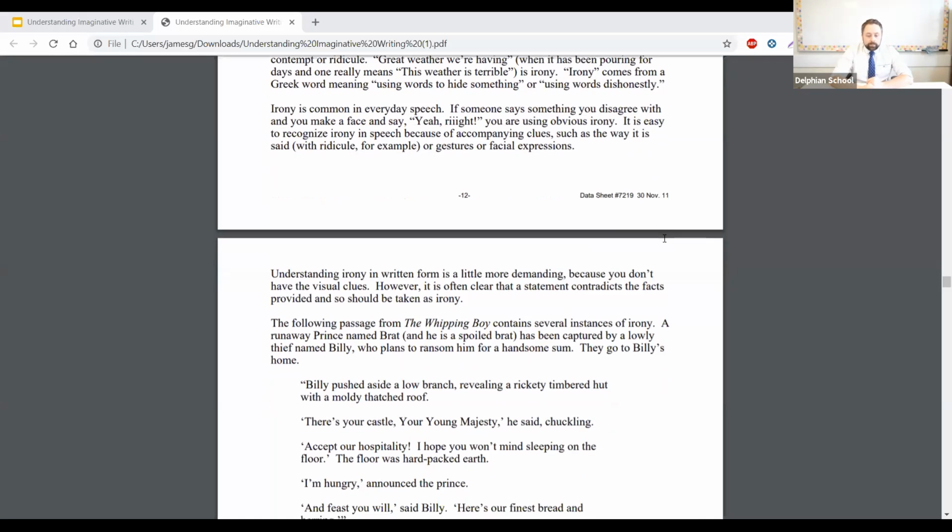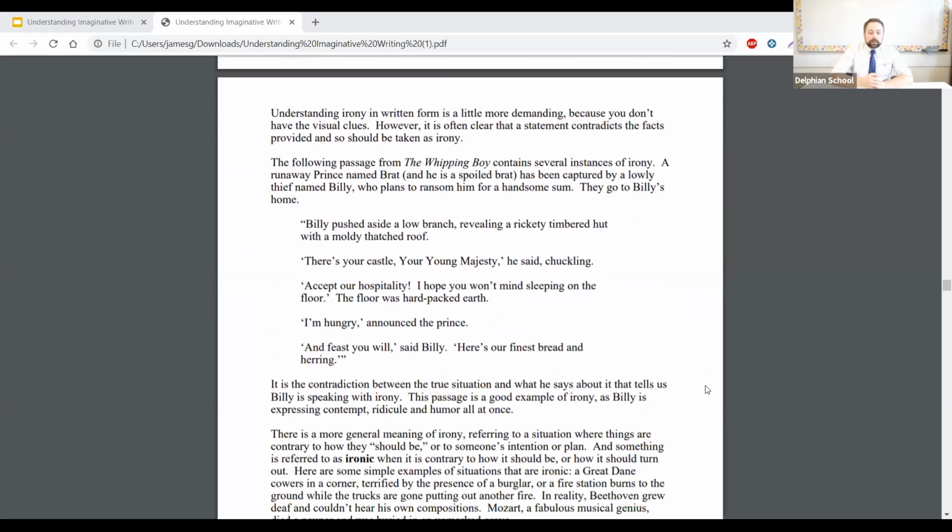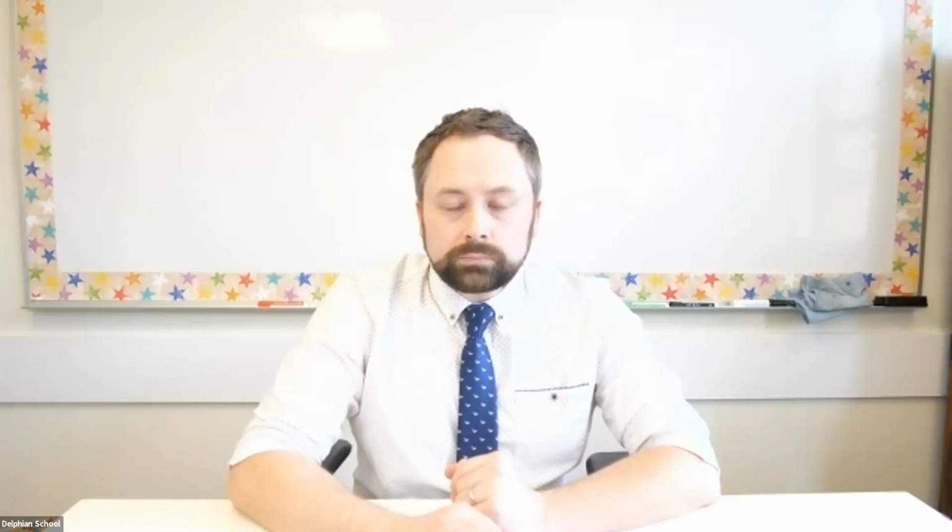Understanding irony in written form is a little more demanding because you don't have the visual clues. However, it is often clear that a statement contradicts the facts provided and so should be taken as irony. So again, as we talked about yesterday, some of the examples of imaginative writing we're using are a little bit more complicated in today's lesson. And irony is one of them because it's kind of different from when we're talking about metaphors and similes. We're just comparing two things to each other. We're saying her face was as bright as sunshine. That's like really, you can get that picture really easily. But when you're using irony, you're trying to activate the person's imagination by actually kind of saying the opposite of what you mean. And that can be tricky.